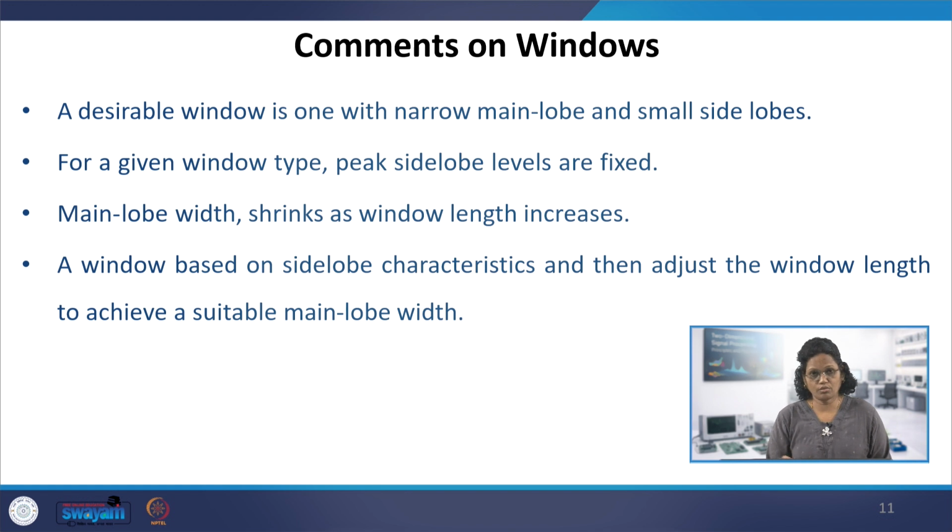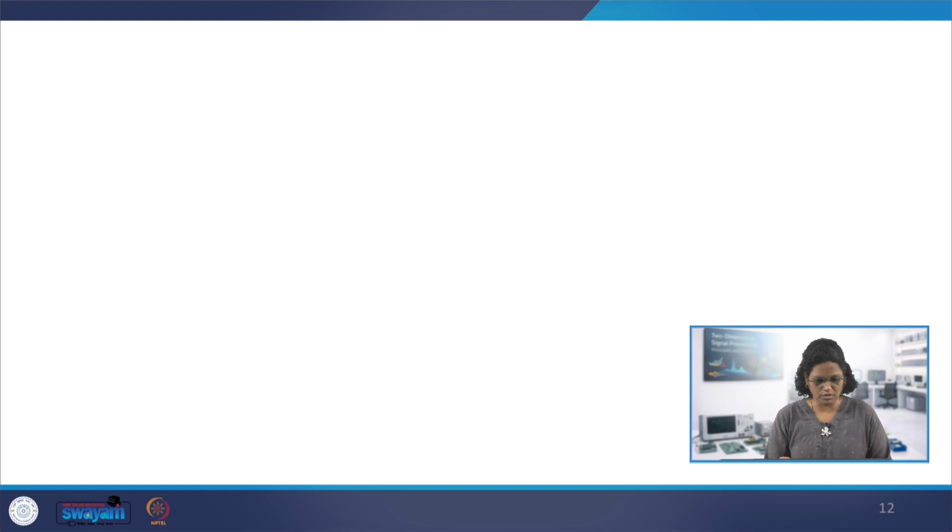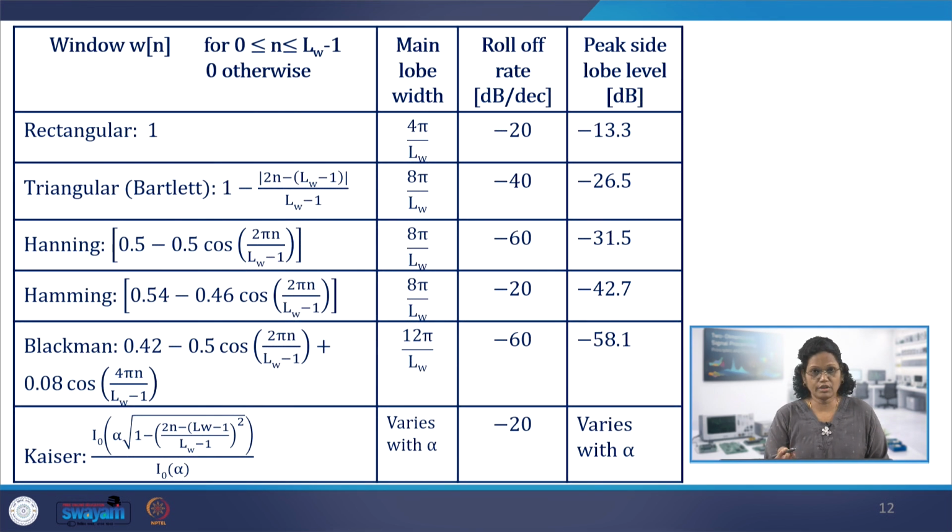But the main lobe width would increase. That's the property of this window. So we can see the different windows. These are the standard expressions used for each window. For the rectangular window, the main lobe width is 4 pi by LW, and for the triangular or Bartlett window, the equation is this one.